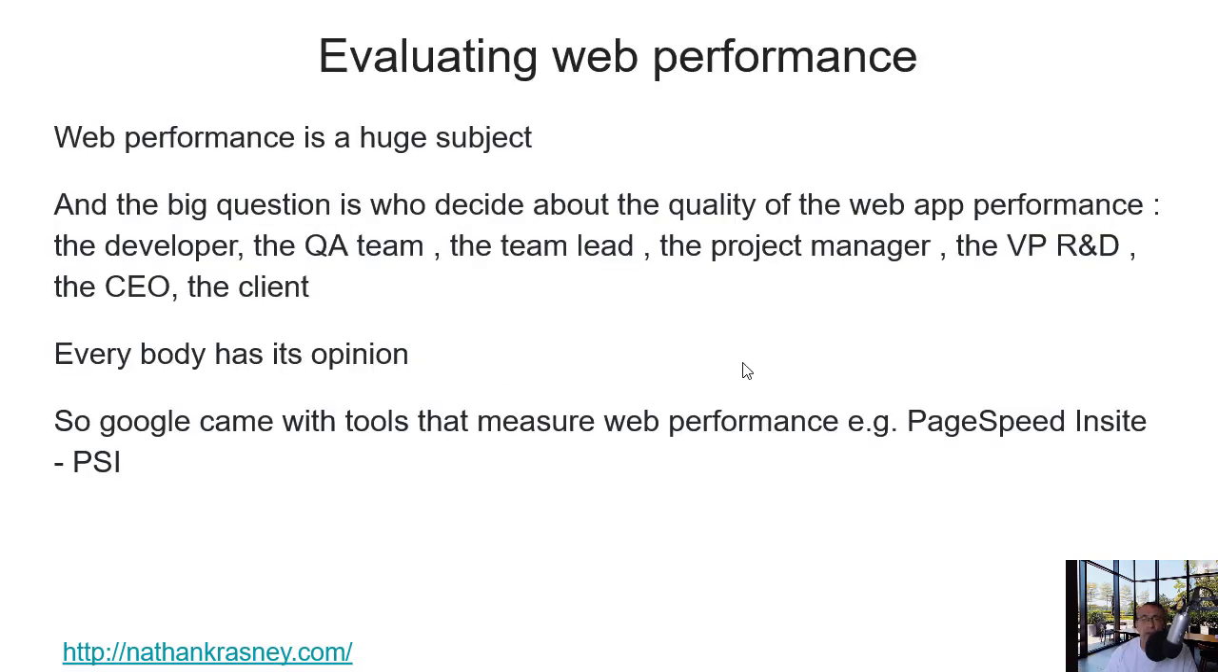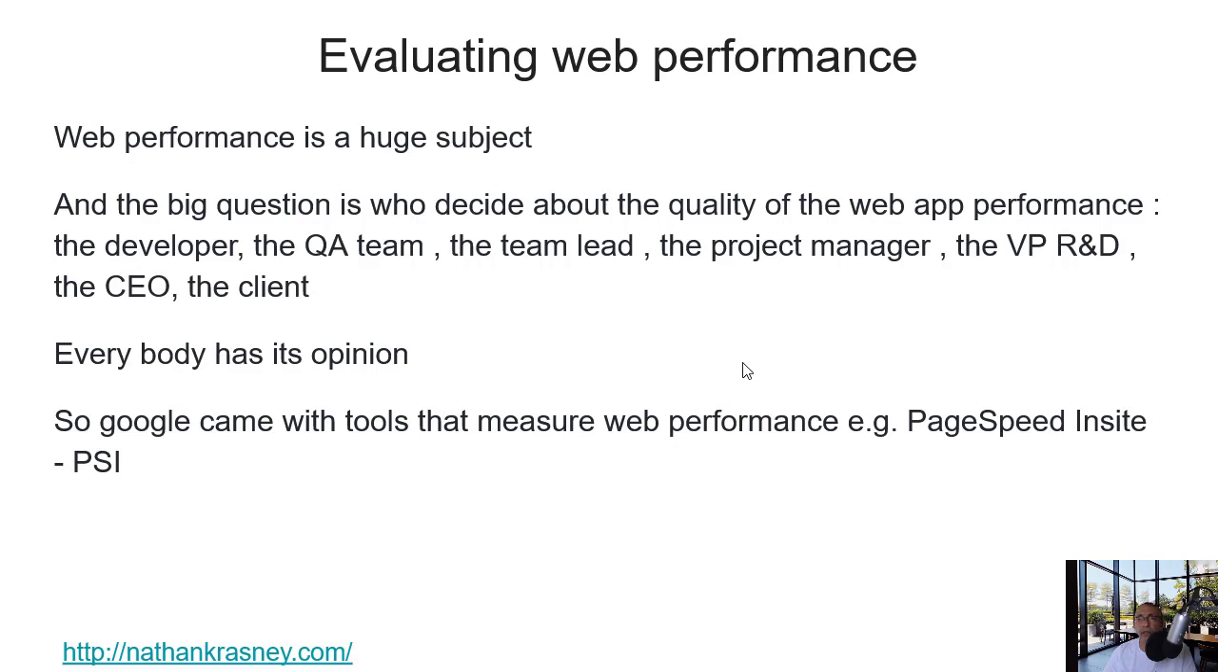Okay, so if you have a website and you want to evaluate the performance, this is not a simple task, because who decides about the quality of the web app? Does it have good performance or bad performance, and who decides on this? So is it the developer and the QA team, or the team lead, product manager, or VP R&D, CEO, client? Who decides about the performance?